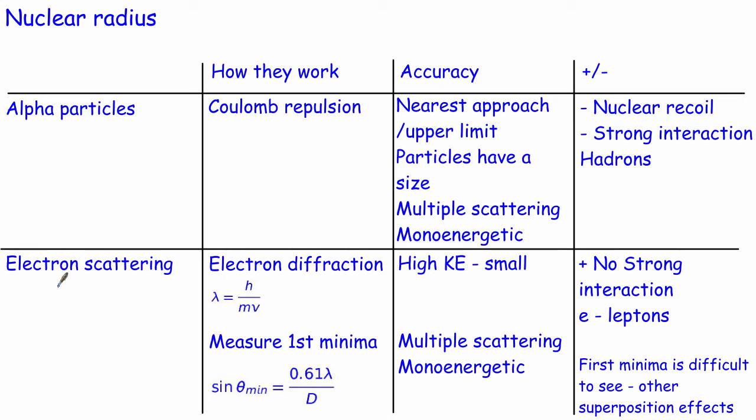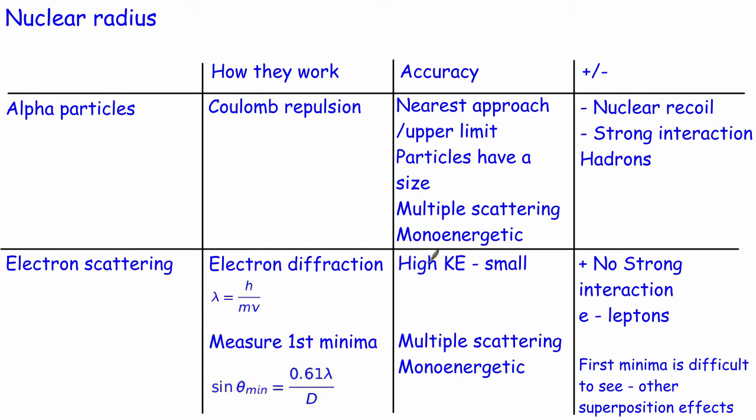Electron scattering, on the other hand, or electron diffraction, is actually much more accurate. We've seen how it works. It's basically electrons diffracting around the nucleus. They have a de Broglie wavelength, which is why they diffract, because they have a wave-like nature as well. You measure the first minima of your intensity, and then you just use this equation.